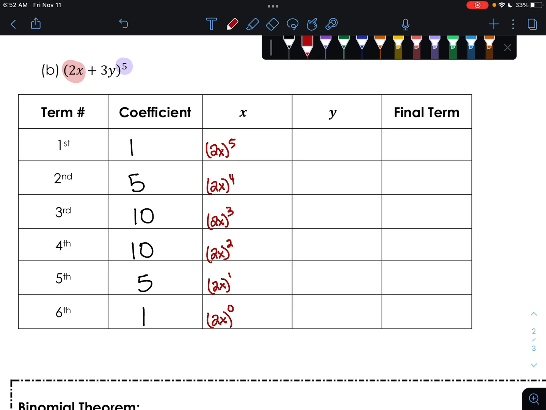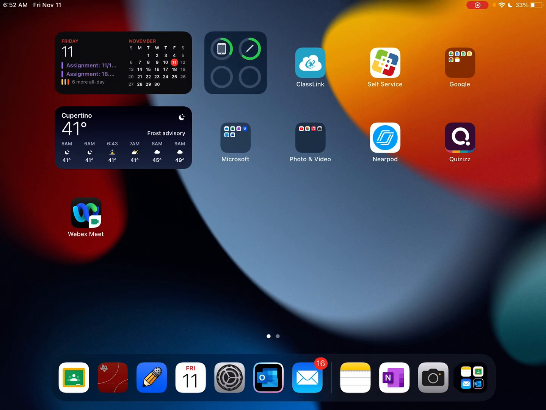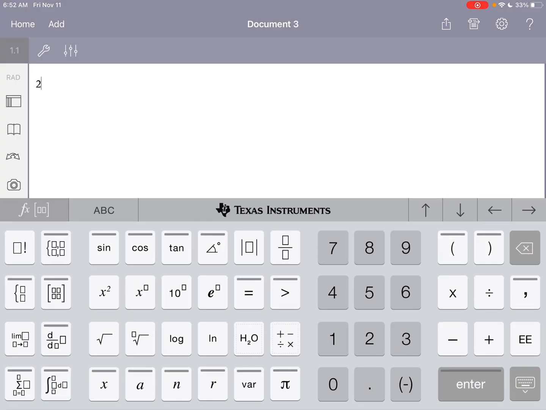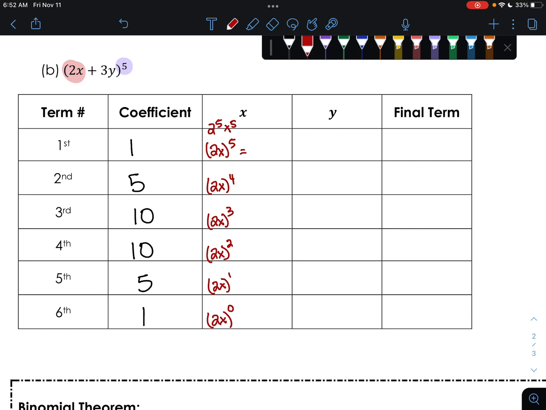Now, we do need to simplify these, so that's what we're going to do. So 2x to the 5th power is 2 to the 5th power, so I'm going to write that above it, 2 to the 5th and x to the 5th. So we need to know what 2 to the 5th is. If we go to our calculator and do a new document, if you don't know it off the top of your head, you just do 2 to the 5th power and you get 32. So I get 32 x to the 5th power.